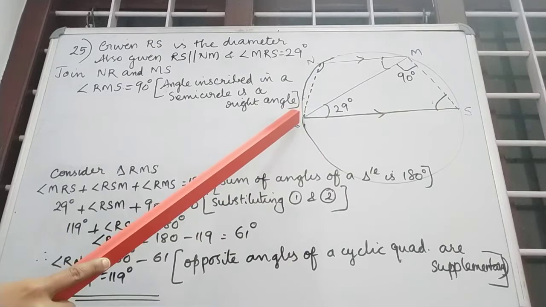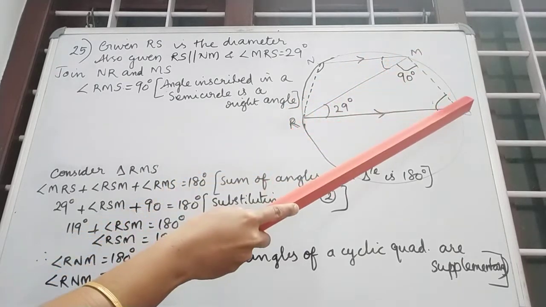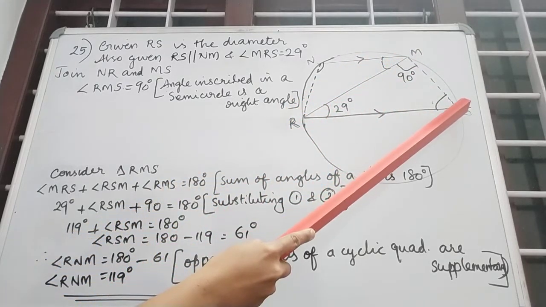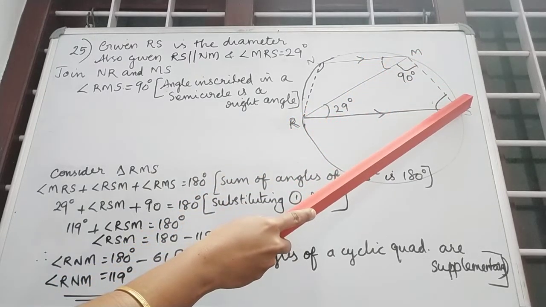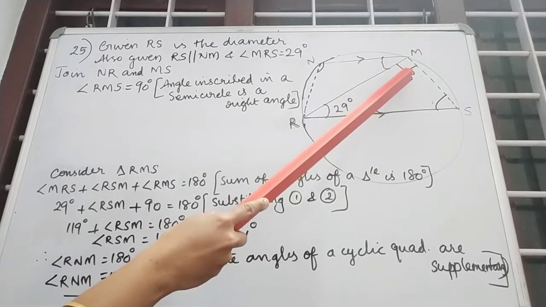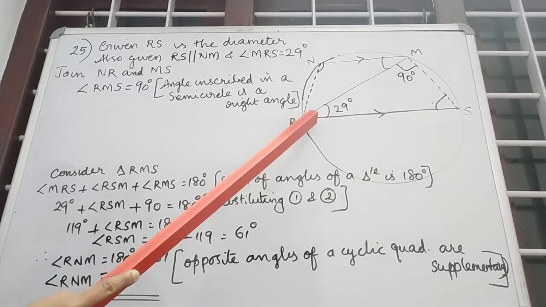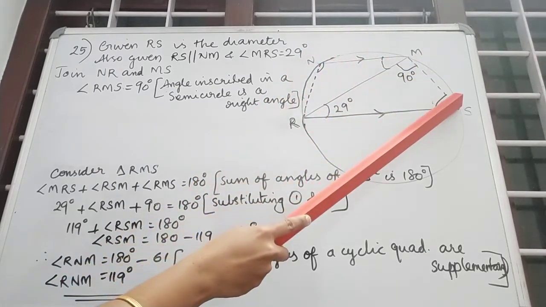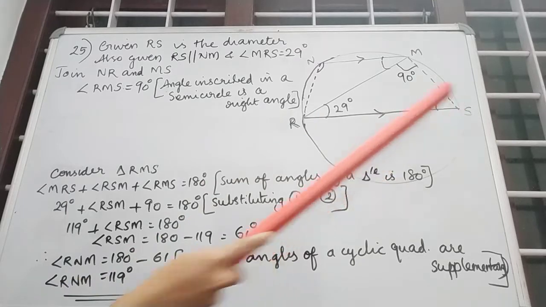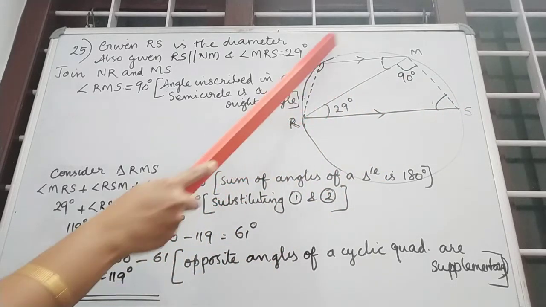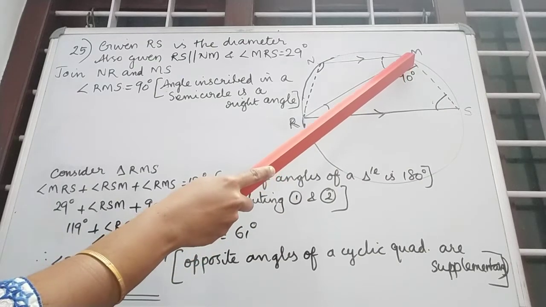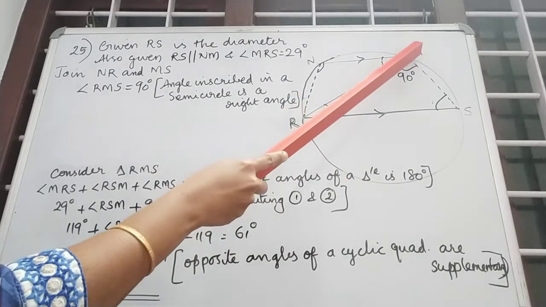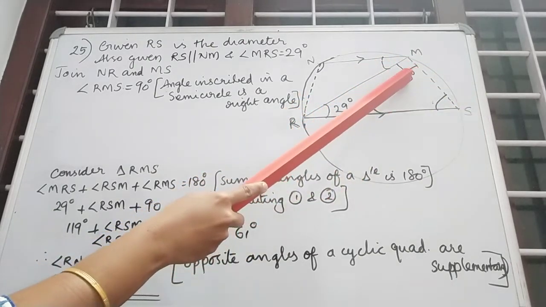So what about the angle RMS? RS is the diameter. So what about RMS? It will be 90 degree. Why? Because angle inscribed in a semicircle is a right angle. So this angle, that is RMS, will be 90 degree.